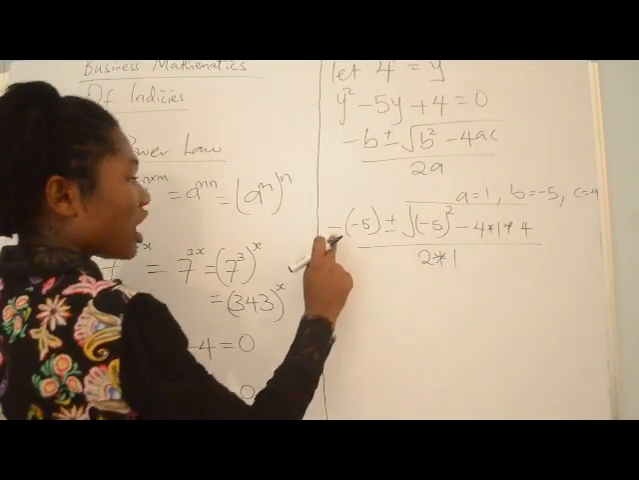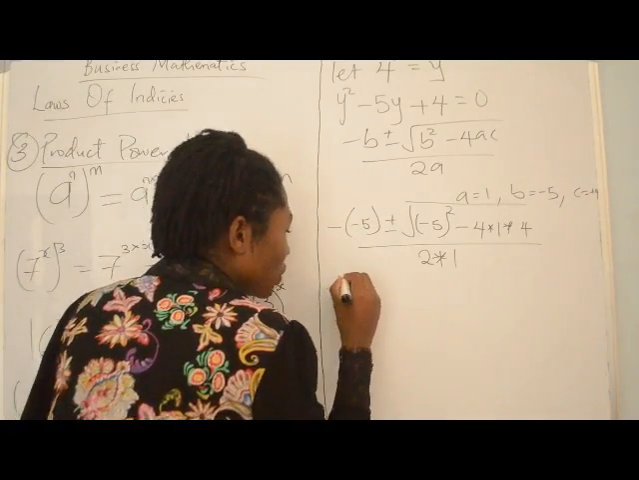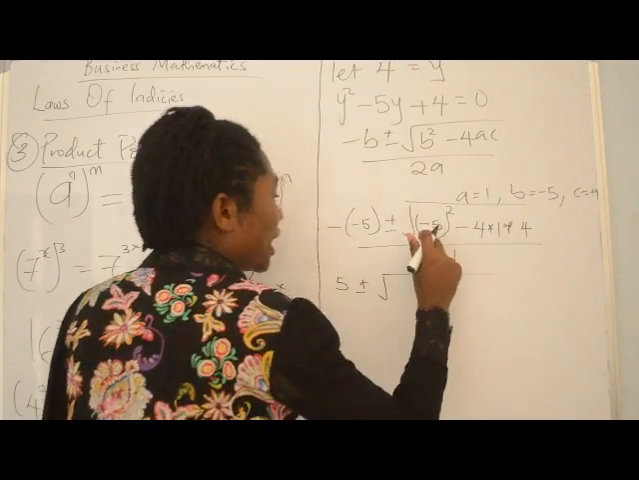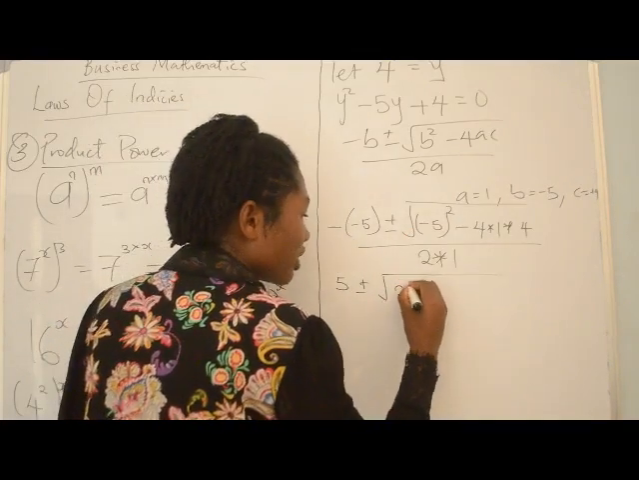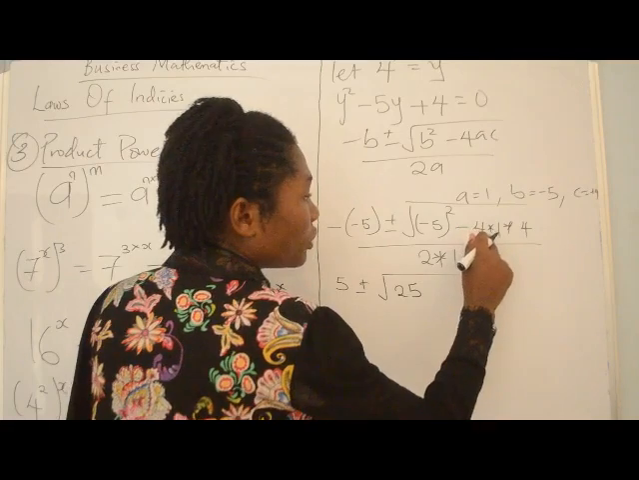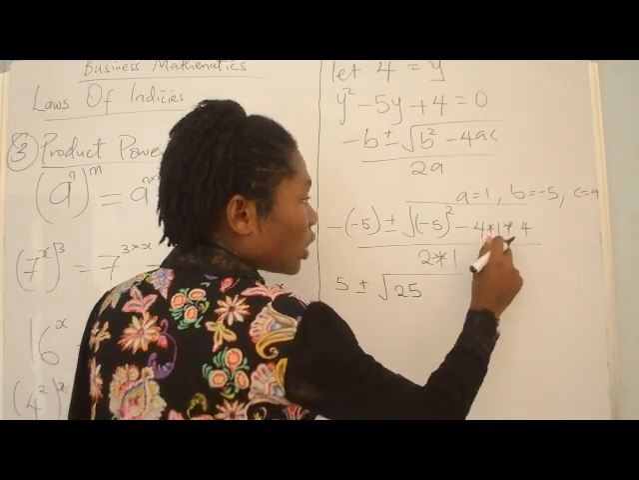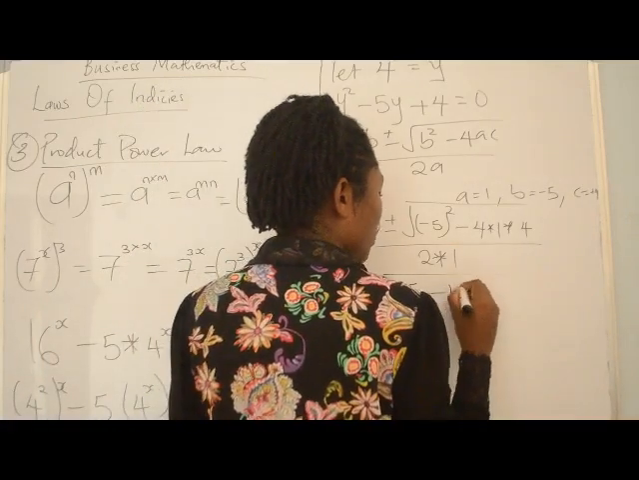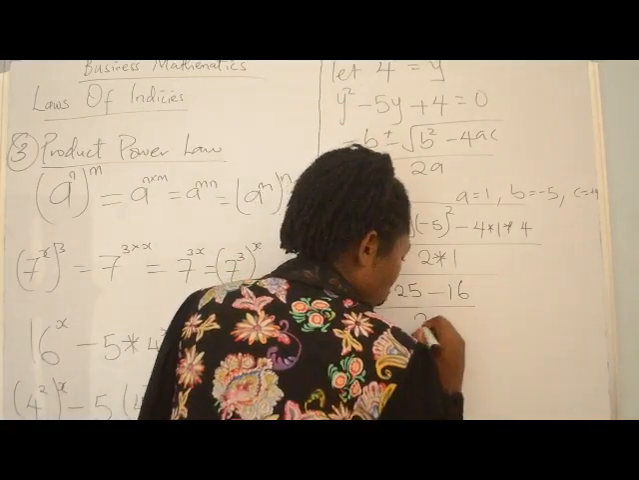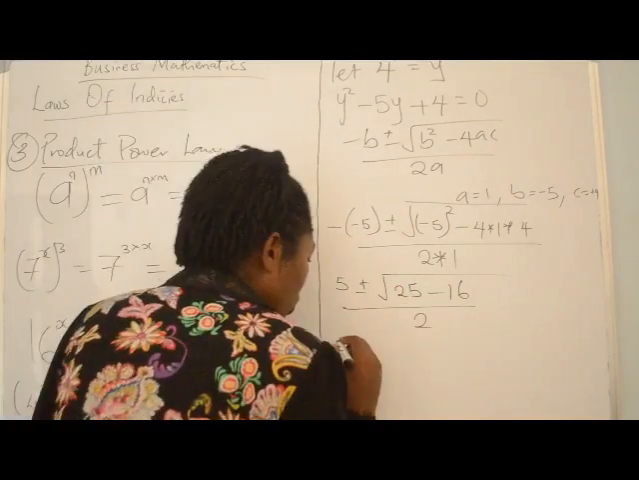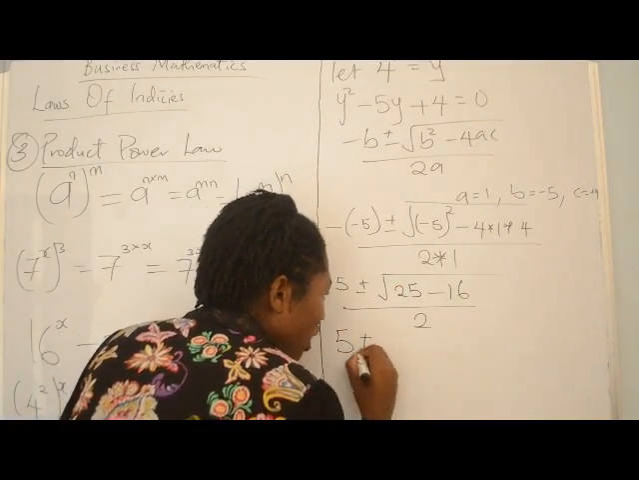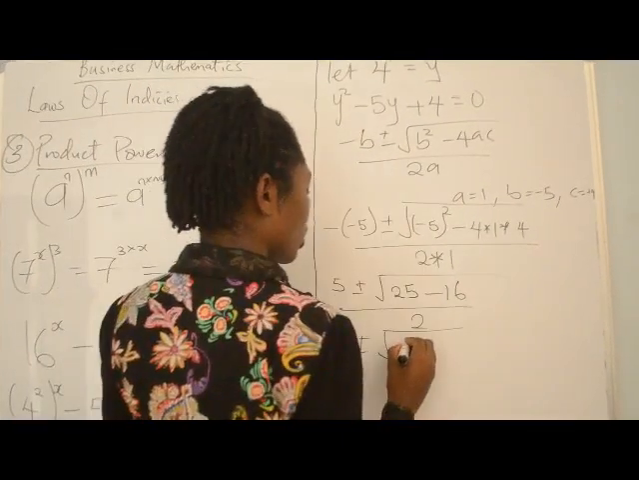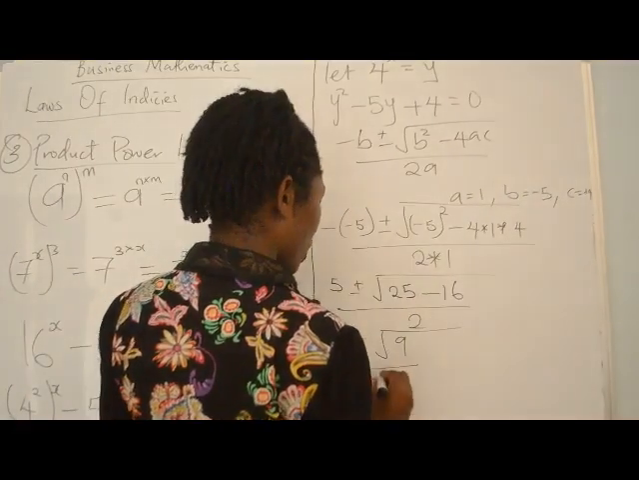So let's simplify. Minus minus becomes plus. We have 5 plus or minus the square root of minus 5 squared, which will be giving us 25. And if we multiply this, 4 times 1 is 4, 4 times 4 is 16. So 25 minus 16 over 2. Now we're going to be looking at the square root aspect. We have plus or minus. 25 minus 16 will be giving us 9. So the square root of 9 over 2.